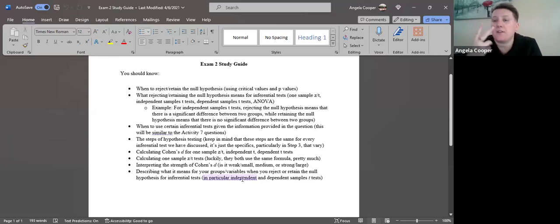So calculating one sample Z and T tests, I will have you be doing that. So just go over that. Again, luckily, those formulas are pretty darn similar. So if you know how to do one, you know how to do the other. Just keep in mind that T tests include degrees of freedom. So that is a difference between those two.